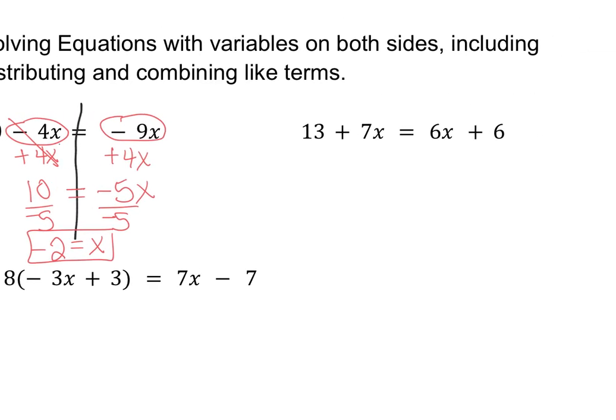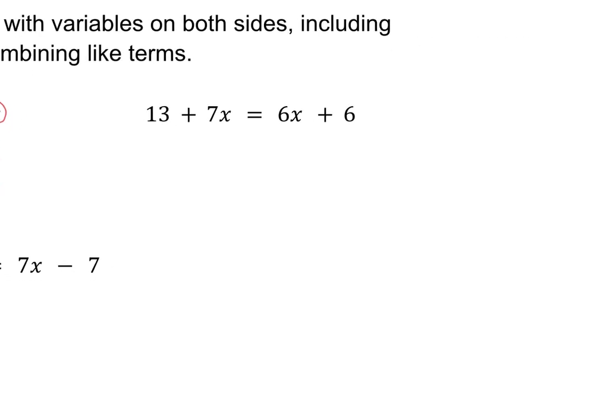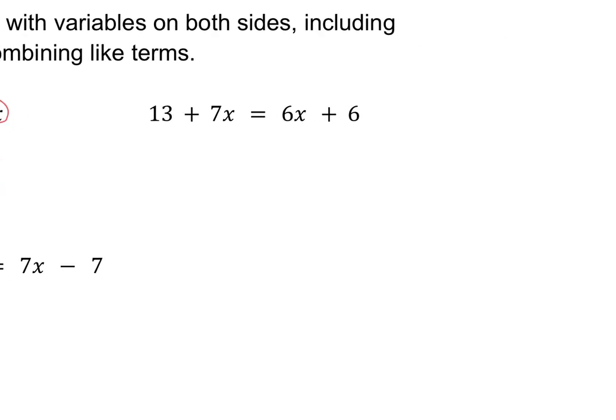So let's take a look at an example over here where not only do we have variables on both sides, but constants on both sides too. I'm going to put a line down the middle here. On the left-hand side, 13 plus 7x, there are no like terms that we can put together. On the right-hand side, 6x plus 6, those are not like terms, so we can't put those together.